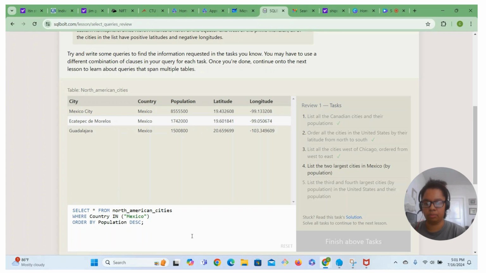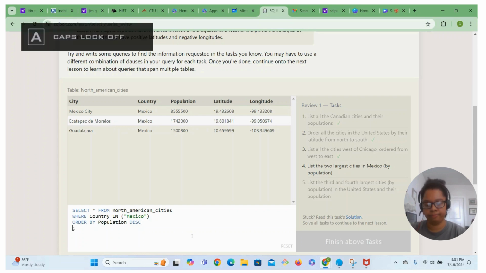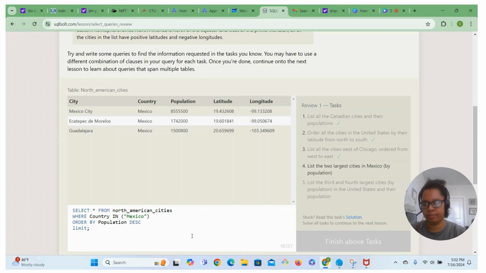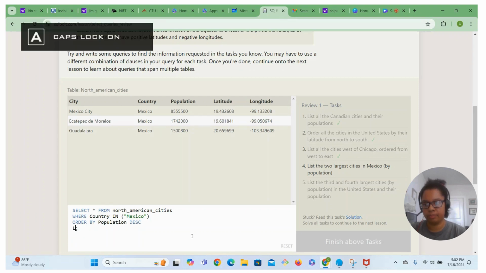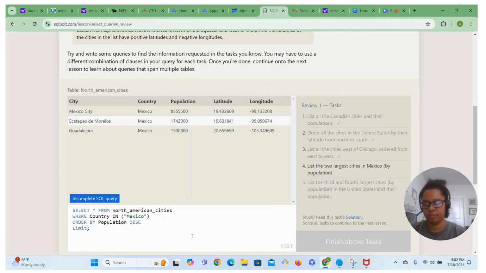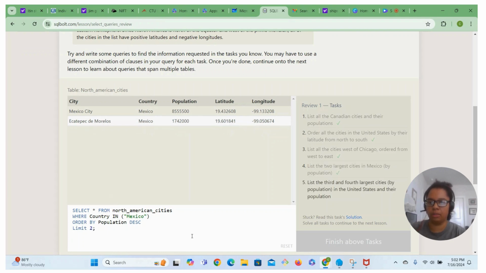And was there something else? Population. Order by population in descending order, right? And we also have to give it a limit because it said 2. That's fine if you do that. I just always like to capitalize these things. But that's pretty much what you got. That's your answer right there.